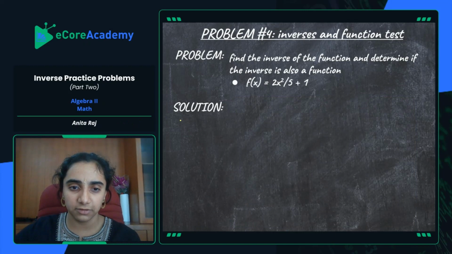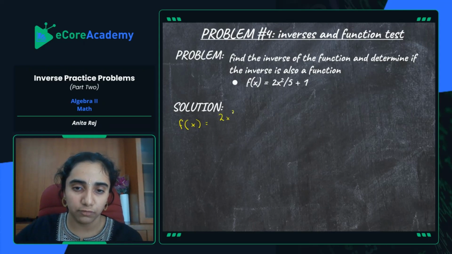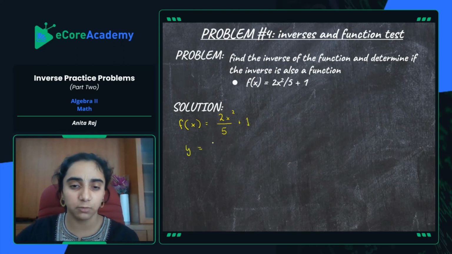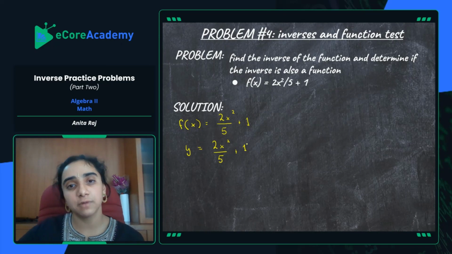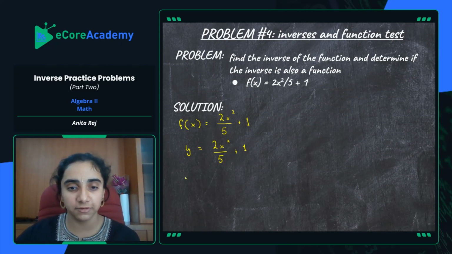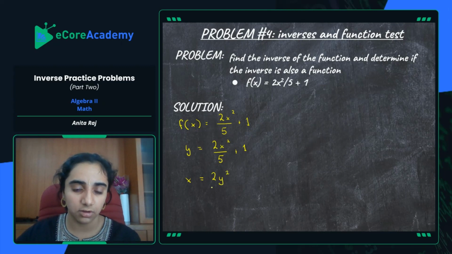I'm going to write the original function, so this is f of x equals 2x squared over 5 plus 1. What we want to do is write this in terms of x and y, so replace the f of x with y. We get y equals 2x squared divided by 5 plus 1. Now we're going to swap the places of x and y, so we're going to rewrite this as x equals 2y squared over 5 plus 1.